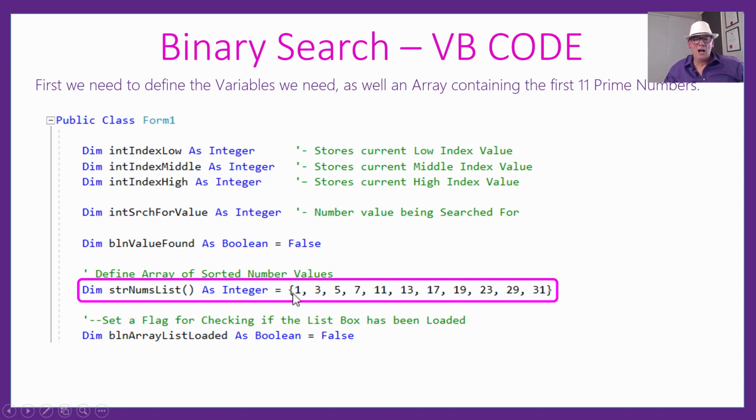We've set up our array. Our array is called strnumsList. It's integer type things which are in there. All the things are integers, and that's the one we're using, the prime numbers, the first 11 prime numbers there, 11 values in our array, so that's hard coded in, so that all goes up the top part of the program.